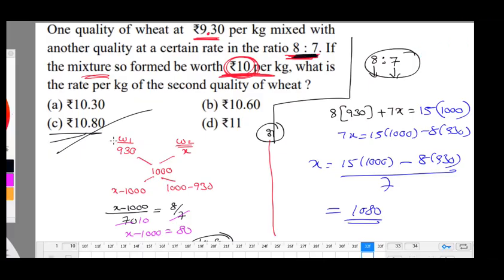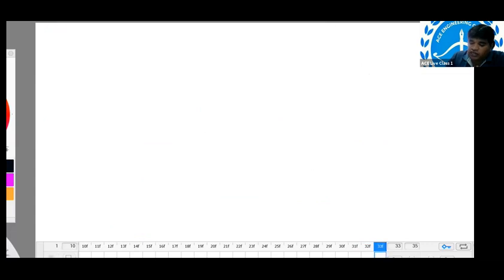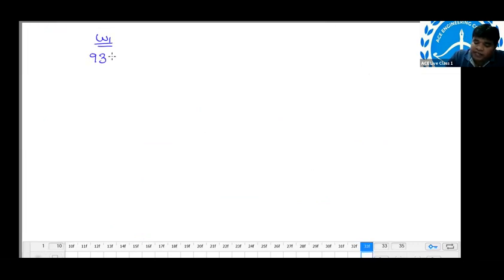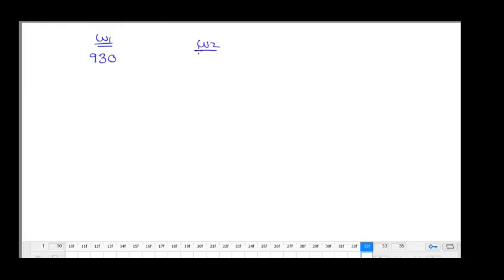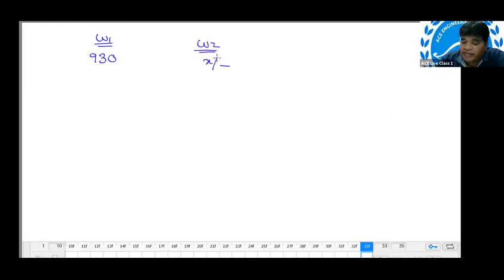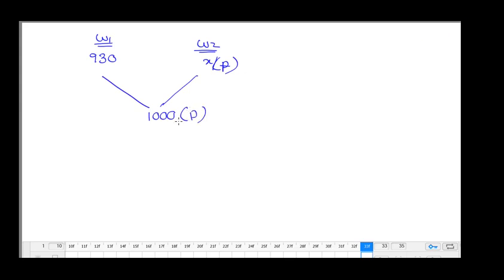First method. Actually, what is the wheat one cost? 9 rupee 30 paisa. Okay? The other wheat cost we don't know, so X paisa. I'm converting everything into paisa. After mixing, each kilo of wheat is 10 rupee. 10 rupee means 1000 paisa.